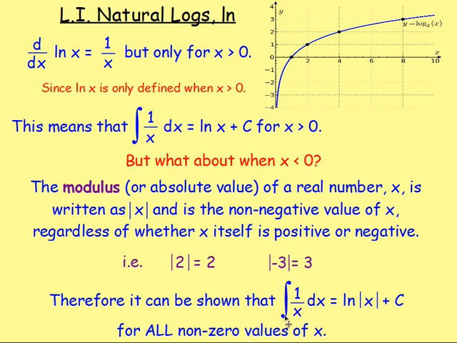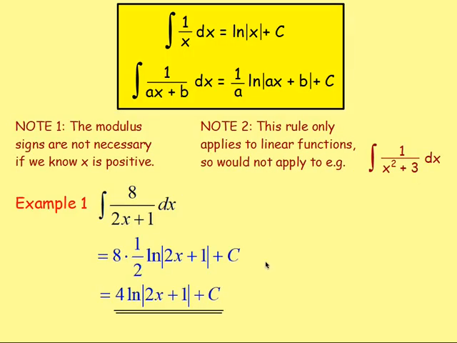Which means then that if you integrate 1 over x, because it's only true when x is bigger than 0, you would put in these modulus signs to show the absolute value. So it's always non-negative. And that will be true for all non-zero values of x. So if you integrate 1 over x, you get ln |x|. If you integrate 1 over ax plus b, you get ln |ax plus b|. But once again, you have to divide by the derivative of what the x part is with. So you've got ax plus b, so you divide by a.